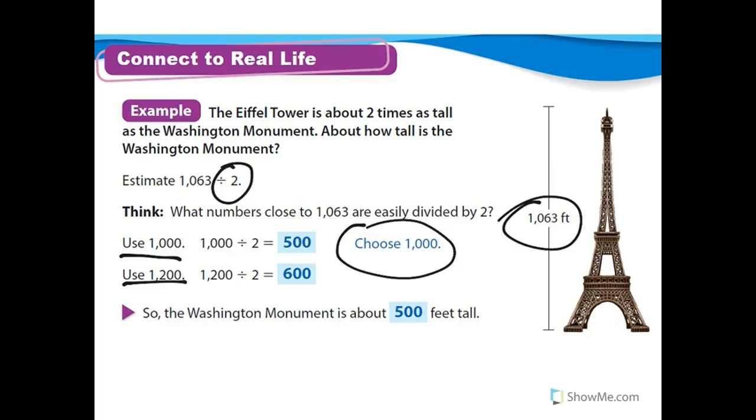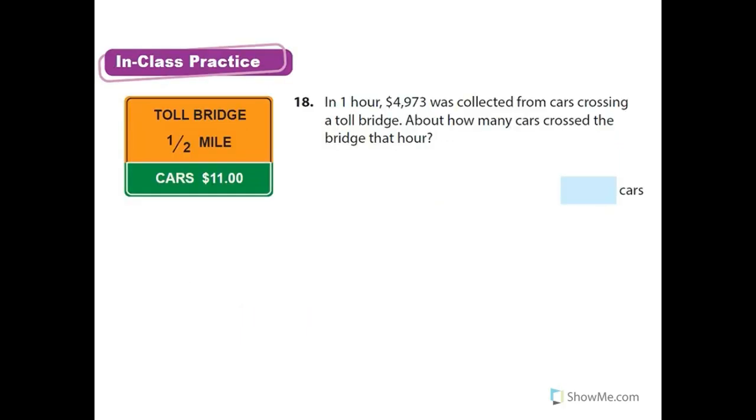So the Washington Monument is about 500 feet tall, right? We take the 10 divided by 2, it's 5 with 2 zeros left over. That's how we get the 500. All right? So with that in mind, I want you to read and solve number 18.